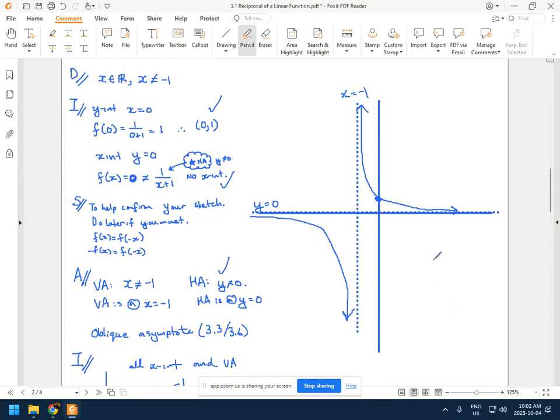Some teachers will ask you to plot an accuracy point. Like for example, they say, I don't know where this line is supposed to go, so give me at least 1 or 2 dots by plugging in an x value under -1. So let's say I plugged in f at -2. That is 1 over -2 plus 1, which is equal to -1 over 1. So at -2, my dot should be here.